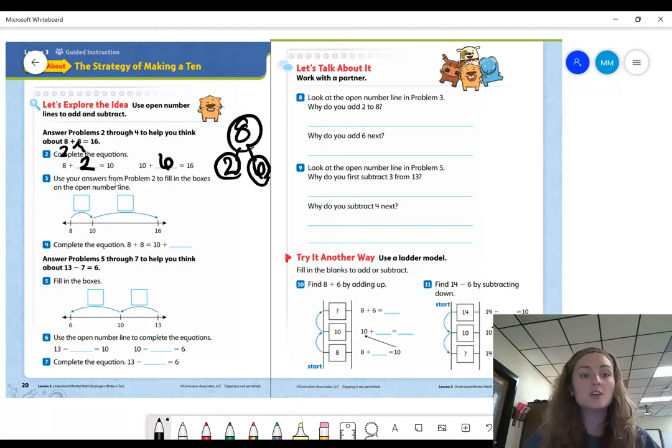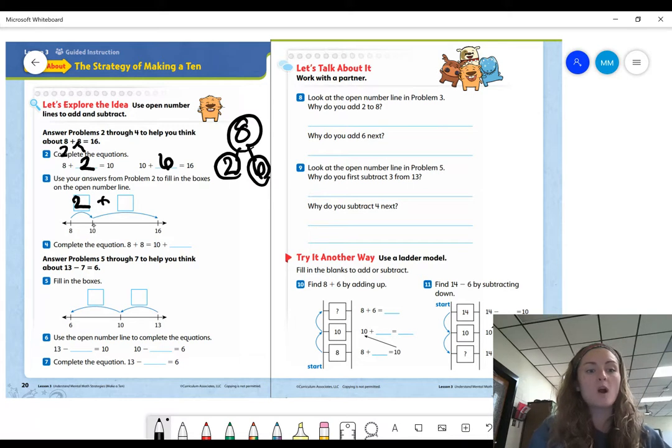So it says to use our answer from problem 2 to fill in the boxes on the open number line. So this is an open number line. So we're starting with our part, and we know we're going to end at 16. So how many did we add to make 10? How many did we add up here? We added 2. So 8 plus 2.